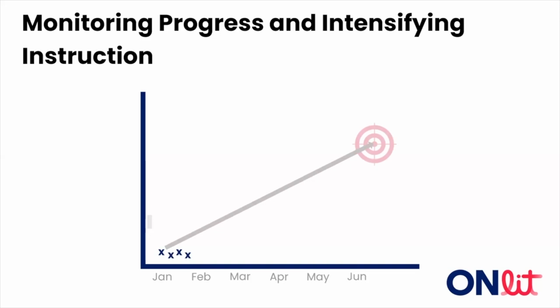You can see here that the first 4 points are at or below the aim line. This suggests that the instruction is not working, so changes are made to the intervention. This is represented by the vertical red line. After the change was made, the trajectory starts to look different, and we see that the student is responding to instruction and showing growth.